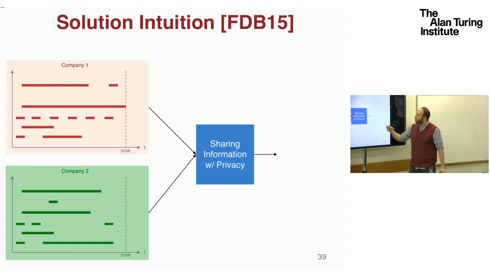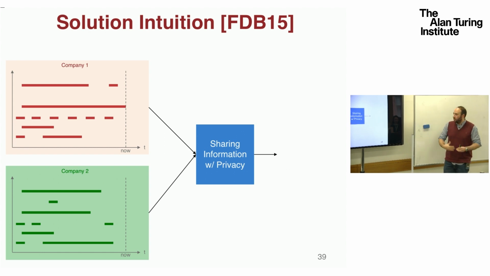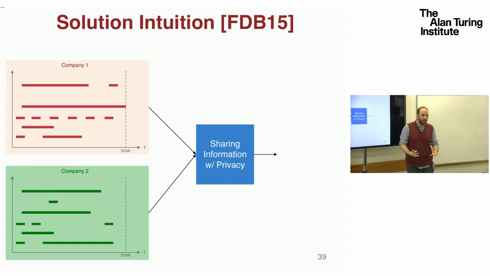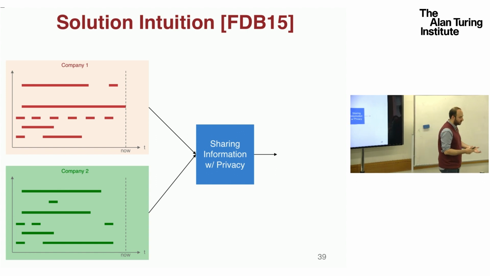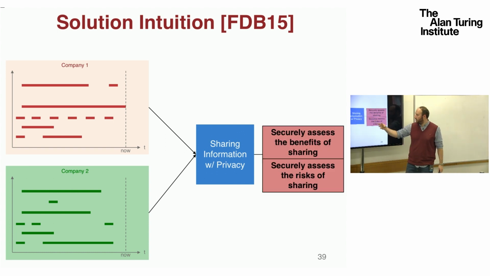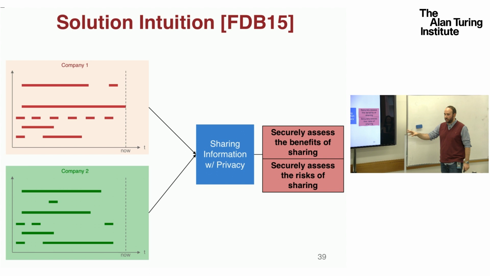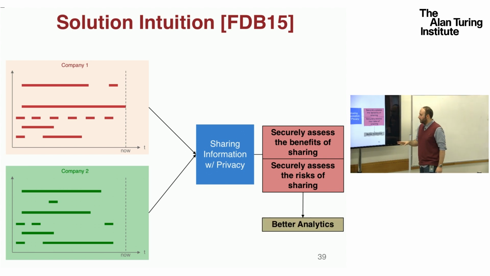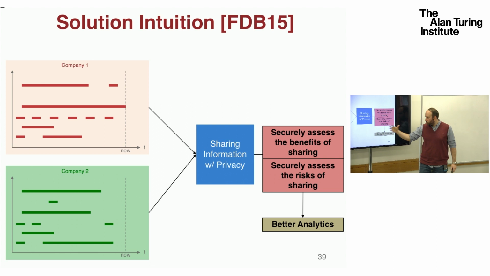The idea is that if you can combine data from multiple, possibly similar, organizations, the accuracy of your prediction task is bound to increase. But again, you have this problem that you have to give data to each other, and that's not cool. So what we did is to have protocols that allow these companies to assess the benefits of sharing and the risks of sharing, and only share the minimum required amount of information to improve the accuracy of these analytics or prediction tasks.